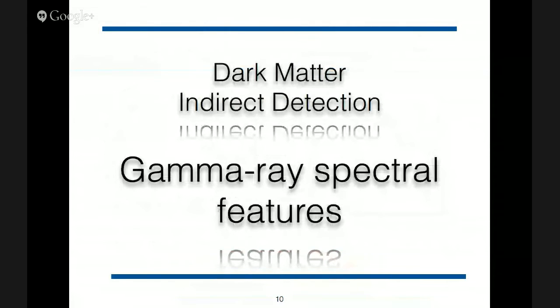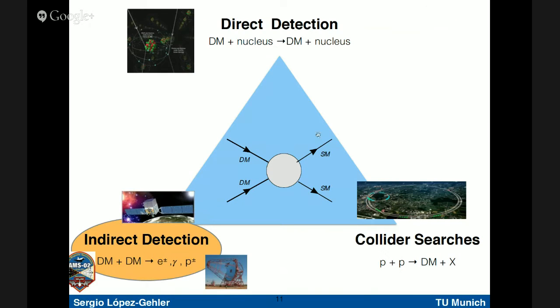Now I'm going to talk about one of the strategies we have for making a detection in which we could claim that we have spotted dark matter, and this is indirect detection. So we have mainly three strategies in detecting dark matter. First, we have direct detection, in which we try to measure a recoil of a scattering of a dark matter particle with nuclei. Then we hope to be able to produce these dark matter particles in colliders. And then we have the third strategy that I'm going to focus on in this talk, which is indirect detection, in which we assume dark matter to be annihilating.